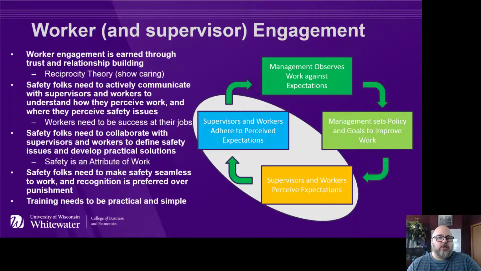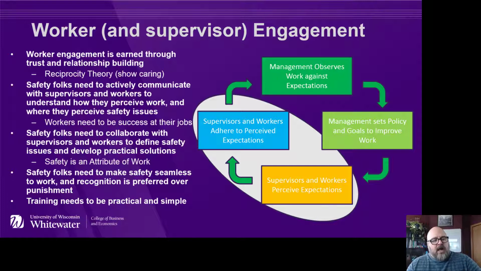Also, you have to speak to supervisors and workers separately. They will have a different perspective on how things are done out on the floor. And it's good to talk to workers first. Supervisors may actually have answers already in mind, but I want to find out what the workers think first.